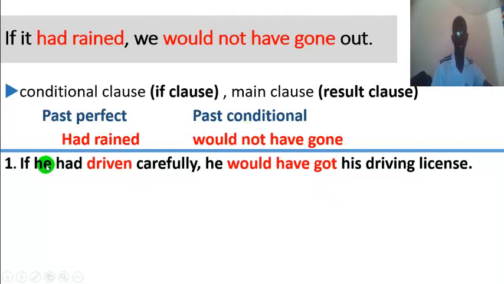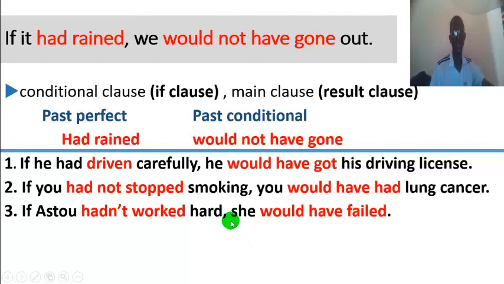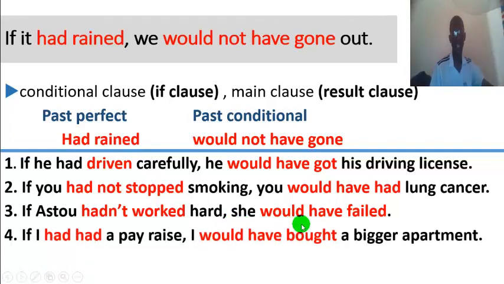Example 1. If he had driven carefully, he would have got his driving license. Example 2. If you had not stopped smoking, you would have had lung cancer. If Astu hadn't worked hard, she would have failed. And if I had had a pay raise, I would have bought a bigger apartment.